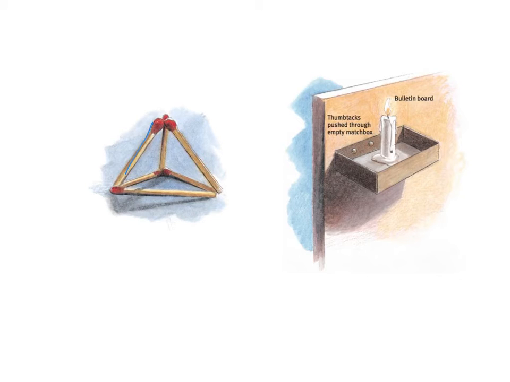So you've got 1, 2, 3, 4 equal triangles. And then to take this and turn it into a candle holder, you can take the matchsticks, put them through, or the thumbtacks through the box, put it on a bulletin board, and then you have your candle holder.